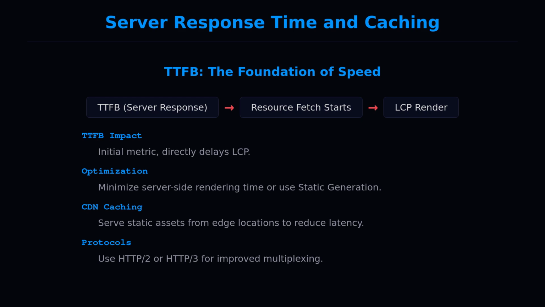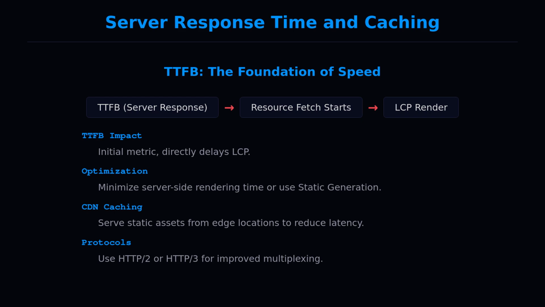Use content delivery networks to serve static assets from edge locations. This places resources closer to the end user. Configure appropriate HTTP caching headers for maximum effect. Use "Cache-Control" and "Expires" for immutable assets.